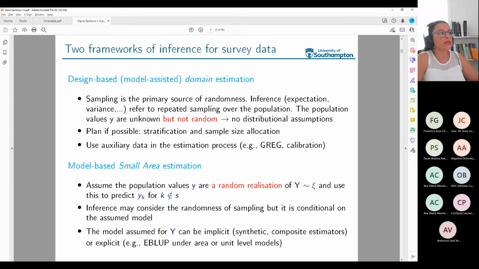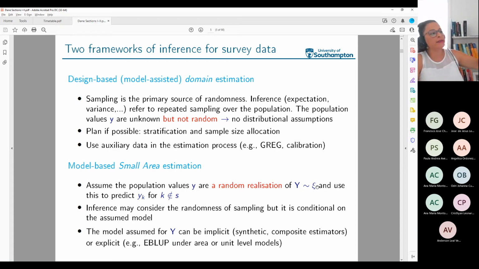Then that is one of the frameworks for inference in survey data. The other framework is model-based small area estimation. And model-based estimation is much closer to anything that you have seen in your statistical courses. So in the case of model-based, we assume that the population values, the variable of income, for example, are a random realization of a superpopulation model. So there is a superpopulation model here that I'm calling Xi. Okay, and that superpopulation model generates a superpopulation Y.